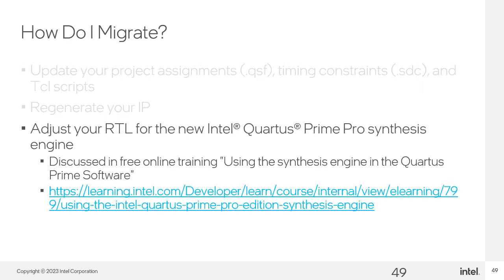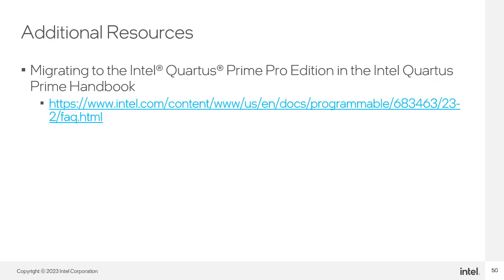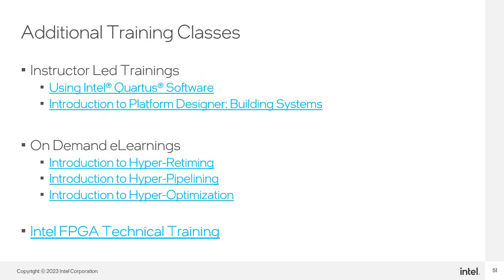To learn all about the optional and required code changes when moving to the synthesis engine, see the free online training, Using the Synthesis Engine in the Quartus Prime software, linked here. This concludes our look at how to migrate to the Intel Quartus Prime Pro Edition software. To get more information about the migration process, see the Migrating to the Quartus Prime Pro Edition chapter in the Getting Started User Guide, Intel Quartus Prime Pro Edition, linked here. Here are some classes freely available if you wish to become more familiar with the Pro version of the software and its supported devices. The last link is to the training page so you can browse through the many classes that we have to offer.